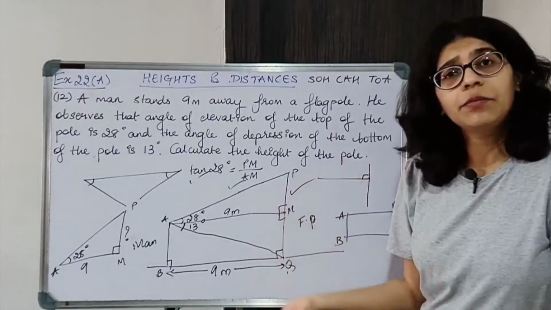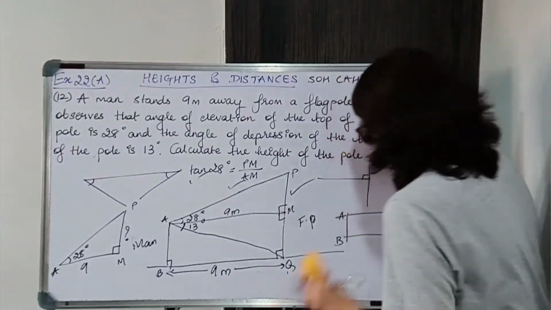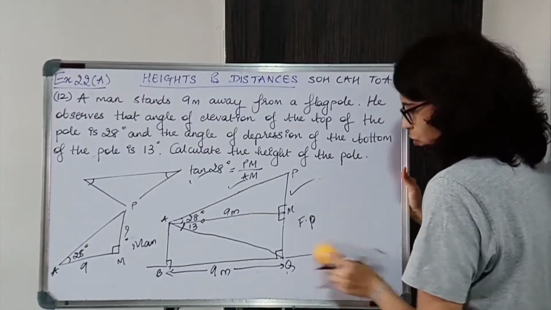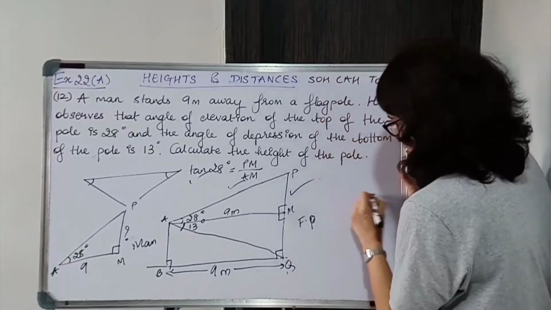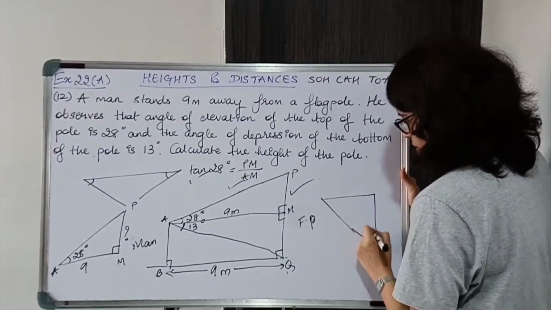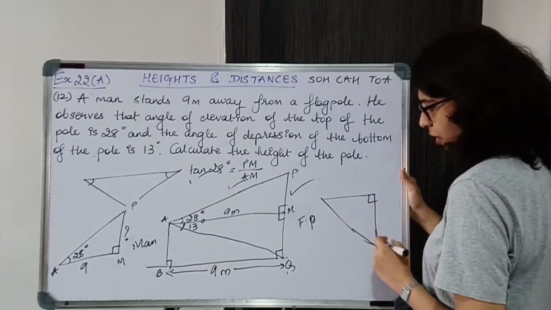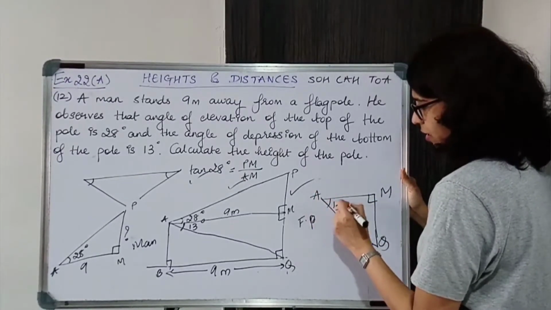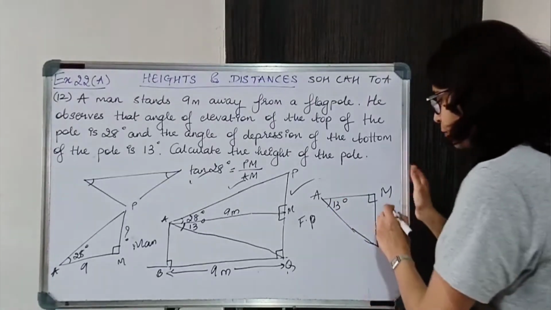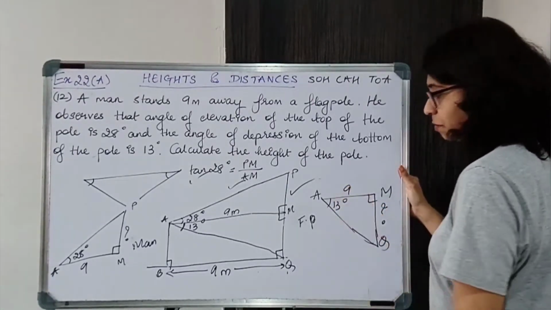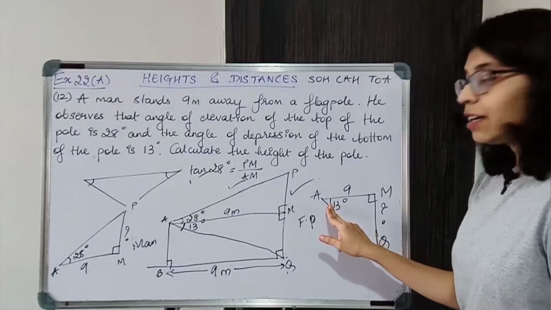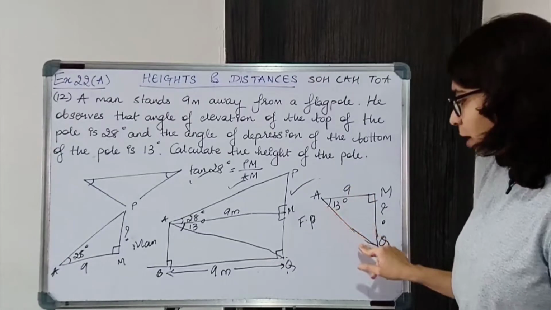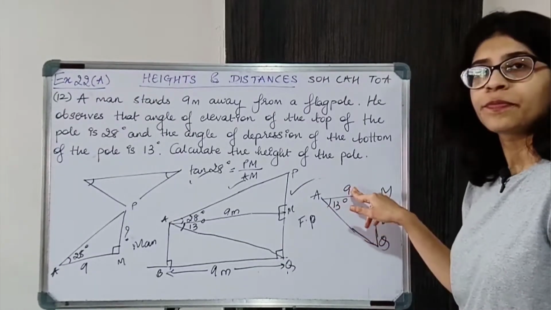Coming to MQ, same thing. Okay. MQ के लिए I'll consider triangle QAM. So, okay, right angle triangle है, QMA, this is 13 degrees. We need to find MQ. We know this is 9 meters. Angle का opposite find करना है, adjacent पता है. Okay, ये तो hypotenuse हो गया, adjacent पता है.